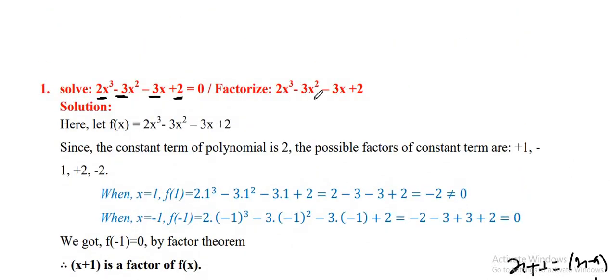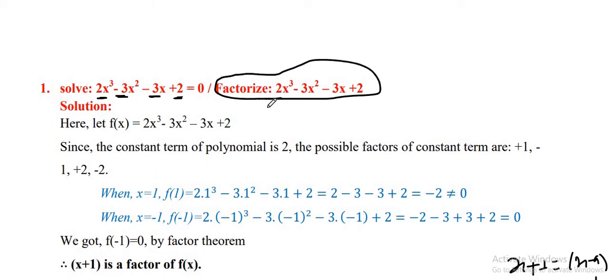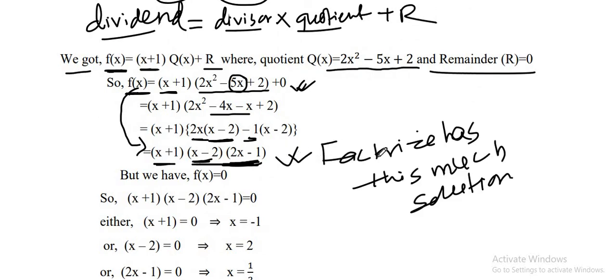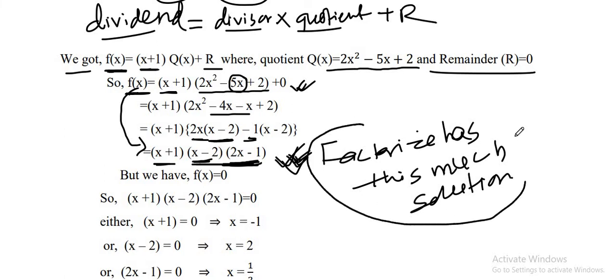So if you have to factorize the quotient 2x cubed minus 3x square minus 3x plus 2 only, then these factors are the solution up to this. So the factorization has this much solution. If you solve up to this, then the solution of the factorization will be over.